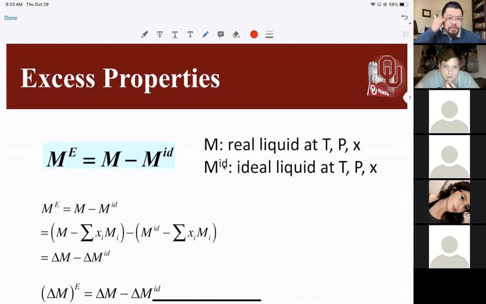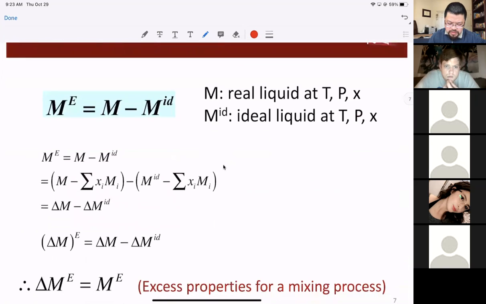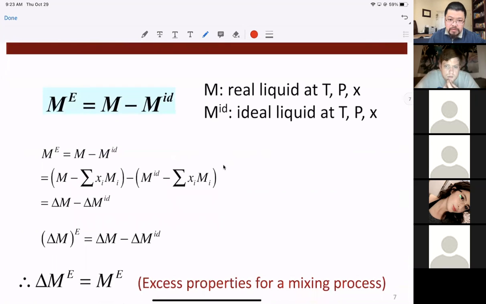So that is a new quantity we introduced today. So when you look at this excess property definition, I hope this looks very familiar to you, which is E stands for excess, and ME is defined as the property of M at this real condition versus the property of M at ideal liquid.